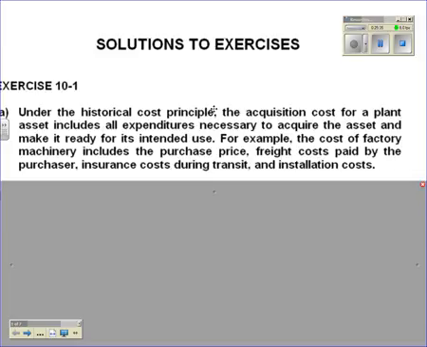What you need to know is the acquisition of a fixed or plant or PPE asset is more than just buying it.